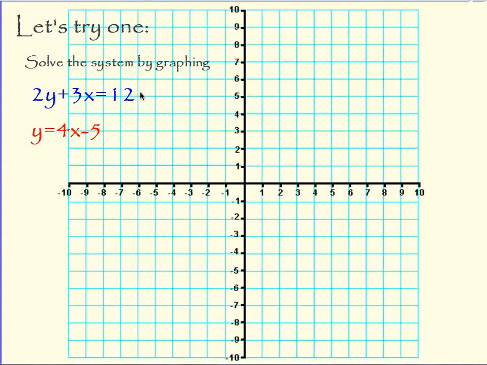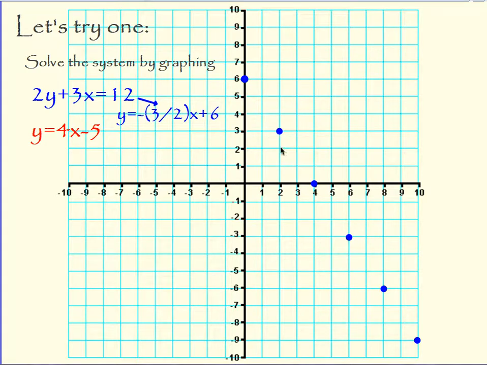So to make this as accurate as I can be, I'm going to take this first equation and change it into slope-intercept form because that's probably the most accurate way to graph. If I subtract 3x to the other side and divide everything by 2, I would get y equals -3/2 x plus 6. That tells me to start on the y-axis at 6, and using my slope of -3/2, from there I'm going to go down 3, right 2.